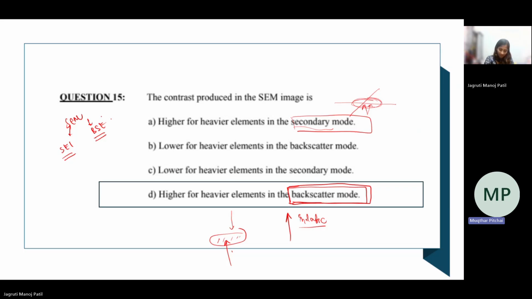Here, even in secondary mode, I saw that in the images there are darker and whiter elements visible. In backscattered also, there are darker and whiter regions. But backscattered is showing more contrast difference compared to secondary. The reason is that very high electron volts are present in the backscattered mode. Backscatter one. So that means we need to choose D.